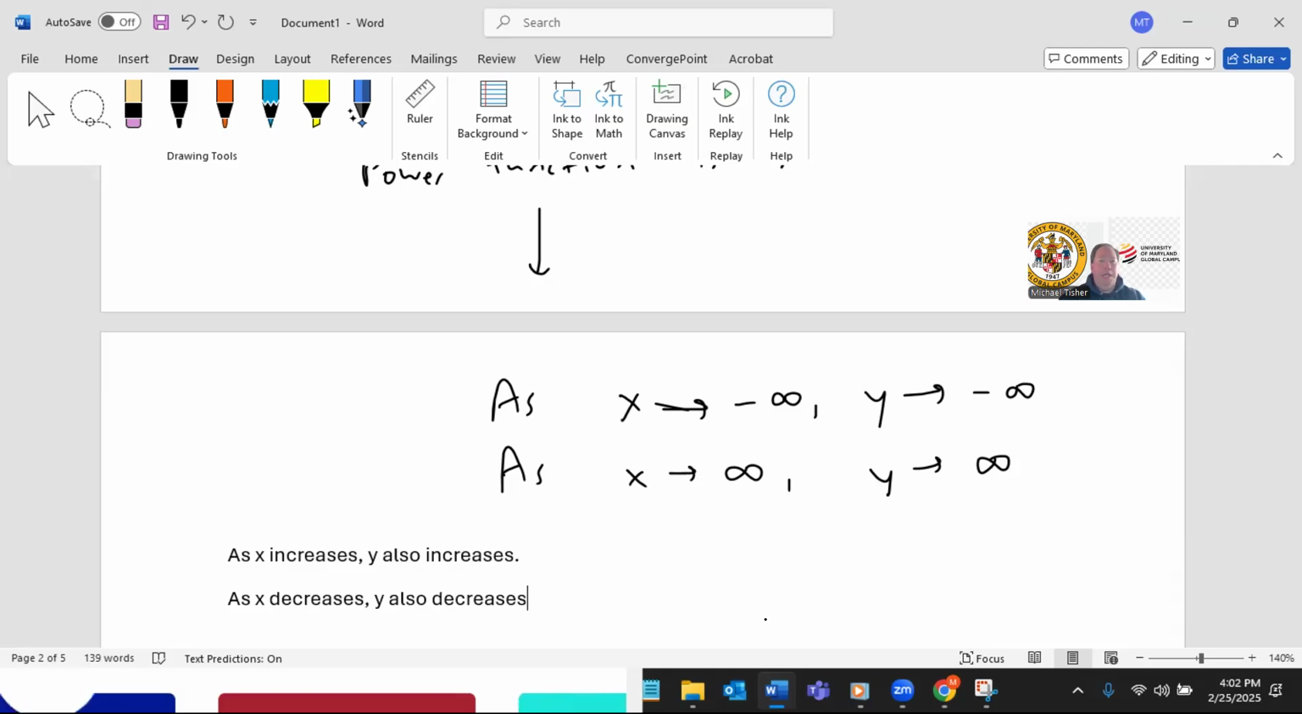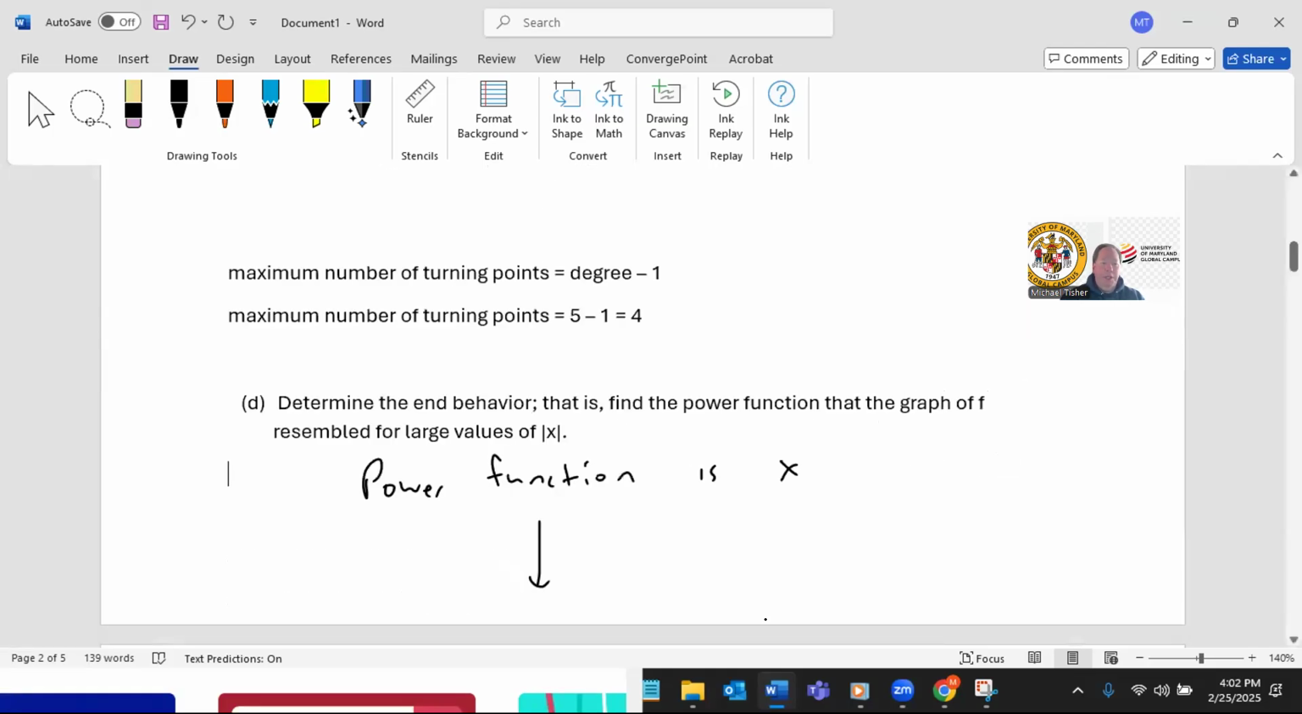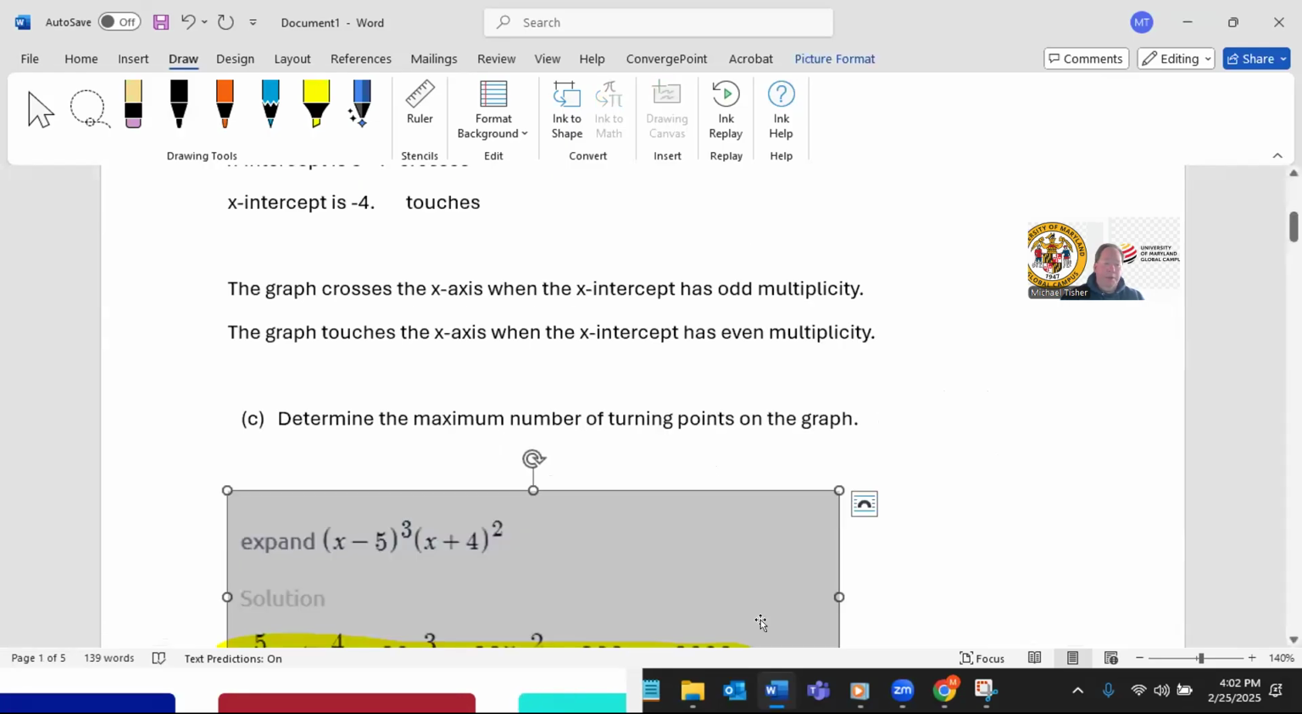So that's the overall behavior of our given function, which again was f of x equals (x minus 5) to the 3, times (x plus 4) to the 2. Okay, so that's how to do the maximum number of turning points and also how to get the end behavior of the given function.